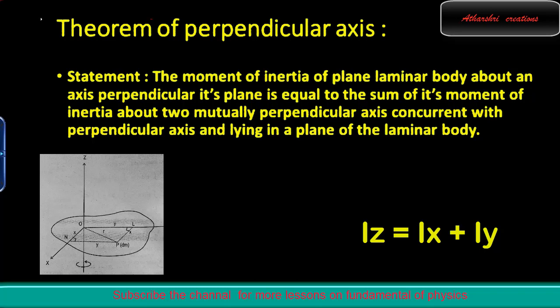The theorem of perpendicular axis is like this. The theorem states that the moment of inertia of a plane lamina about an axis perpendicular to its plane is equal to the sum of its moment of inertia about two mutually perpendicular axes concurrent with the perpendicular axis and lying in the plane of the laminar body.